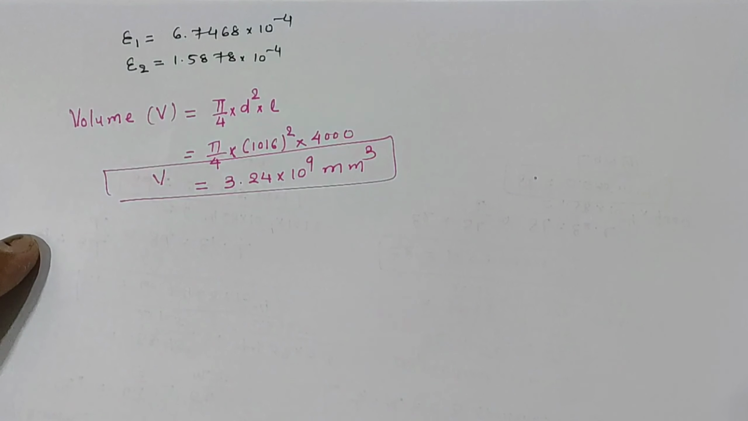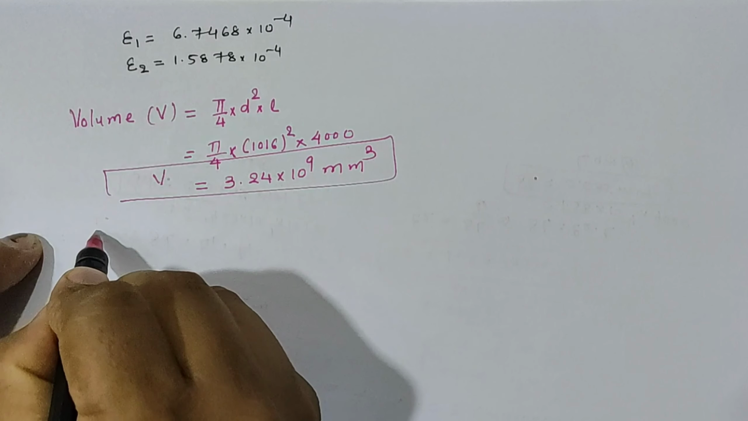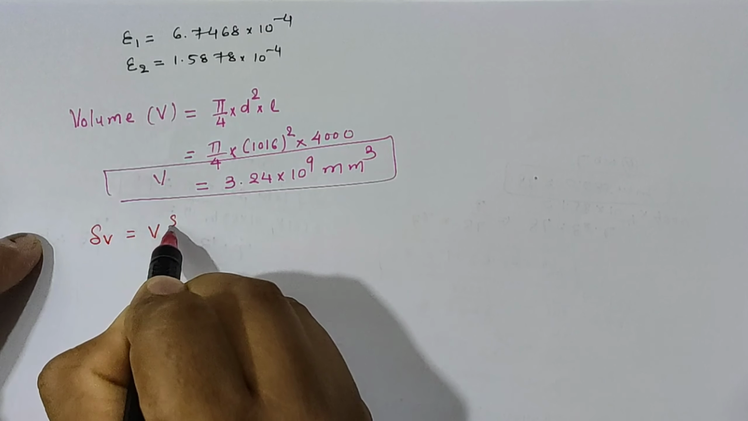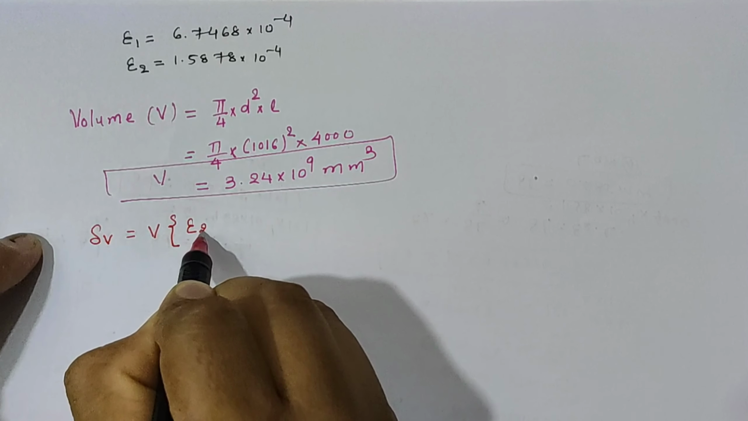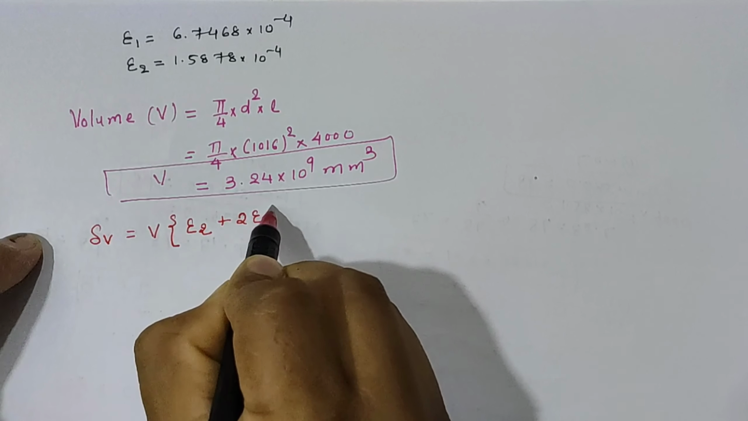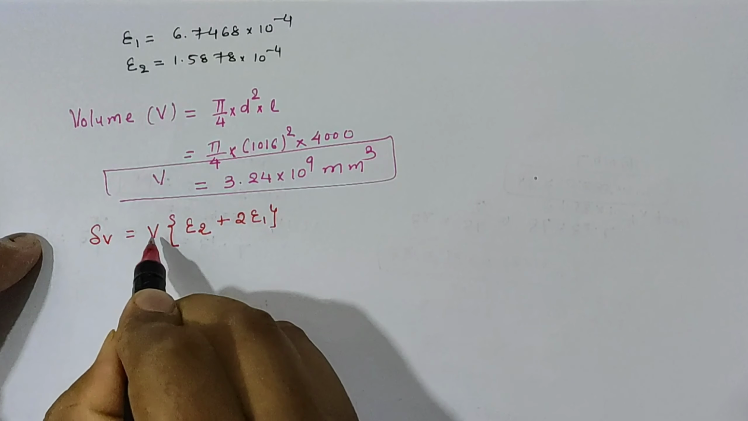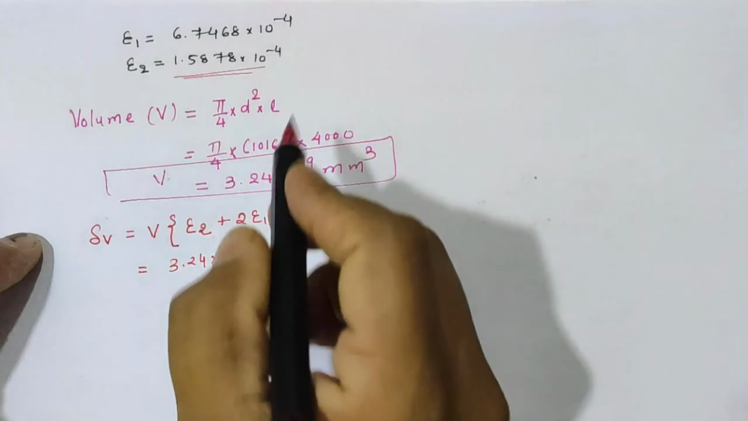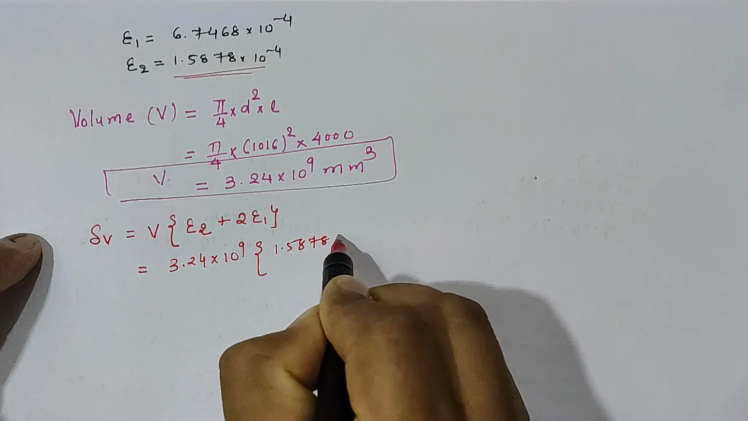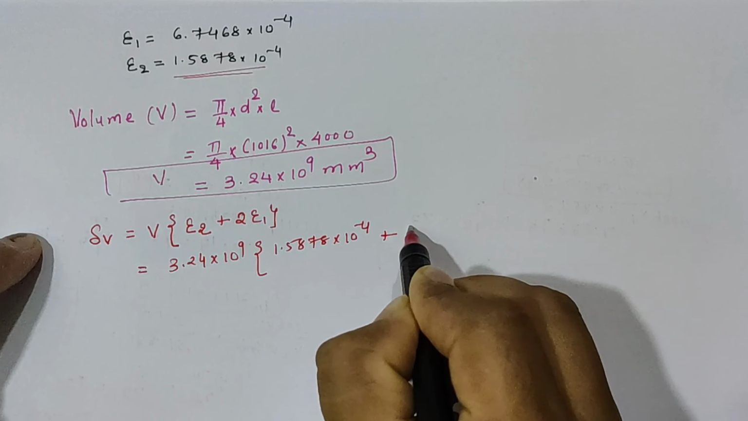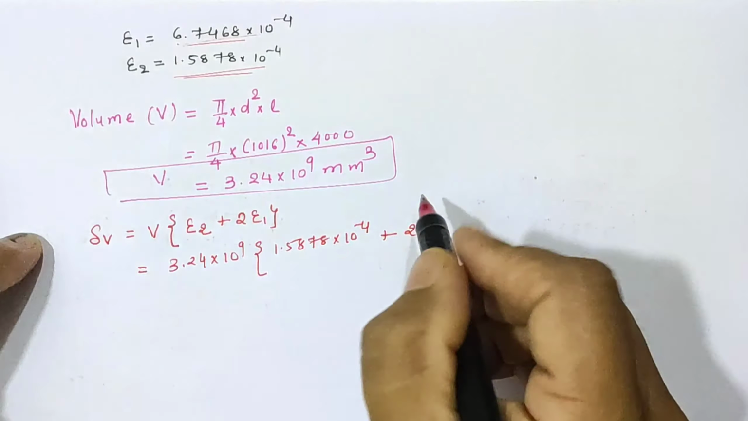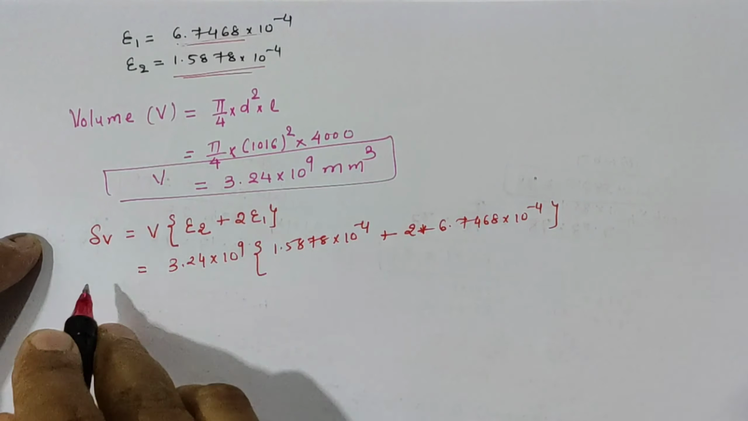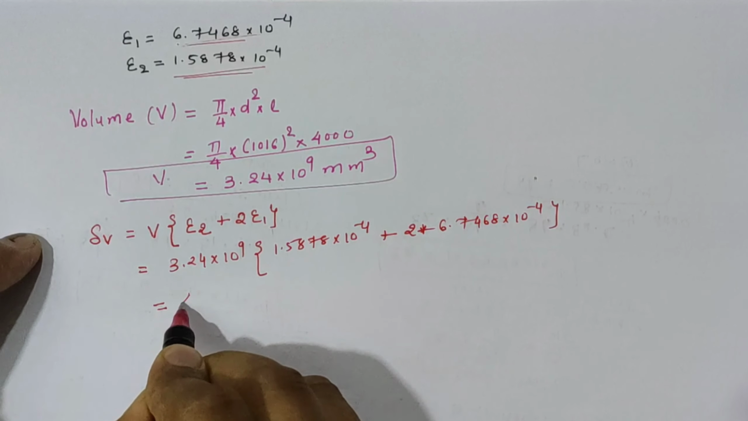Now we have to calculate delta V, and according to the theory, the change in the volume is written as multiplication of volume into the summation of e2 plus twice e1. Now let us put all the values. Now volume is 3.24 into 10 raised to 9. e2 is calculated as 1.5878 into 10 raised to minus 4 plus twice the e1 value as 6.7468 into 10 raised to minus 4.